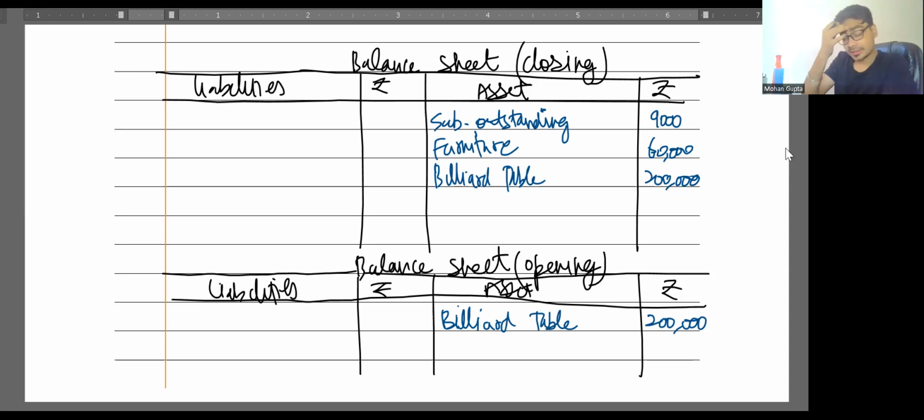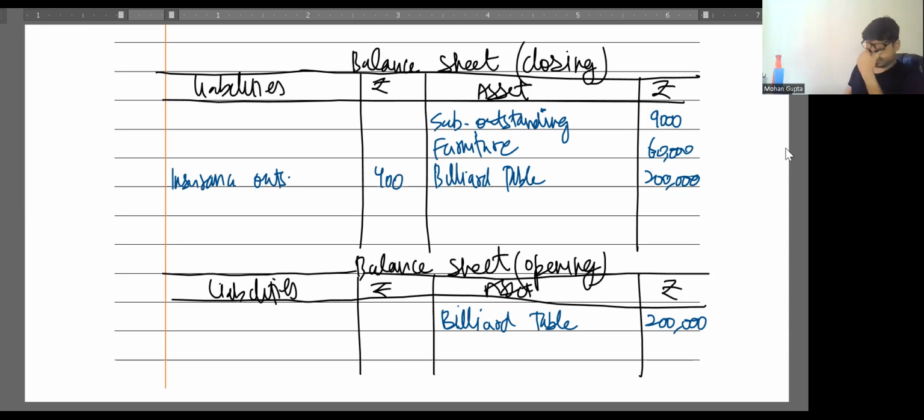So where will you show that? Insurance premium outstanding, on the closing balance sheet, liability side. Insurance outstanding. Okay, what is the amount? Insurance outstanding is 400. Okay, next.